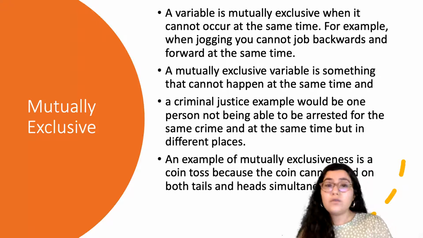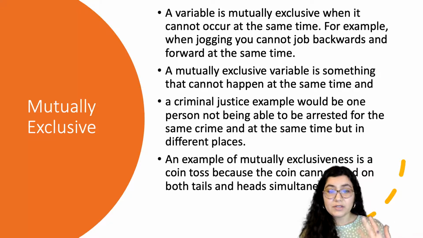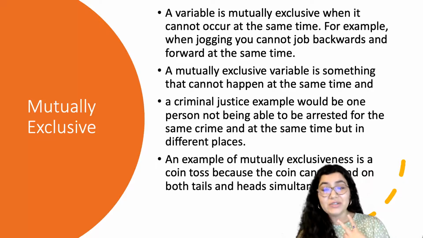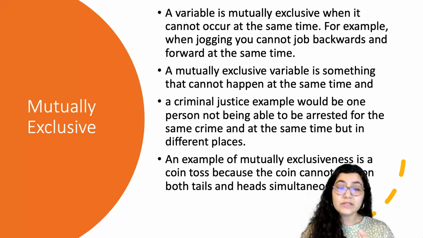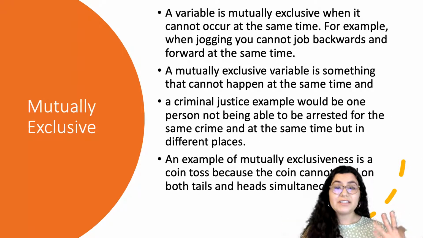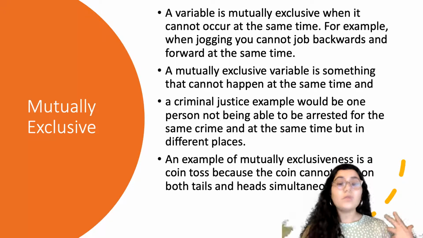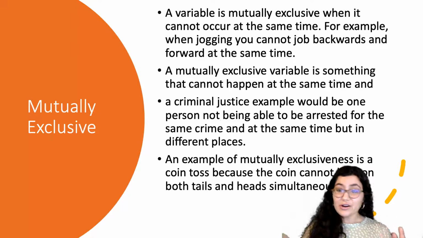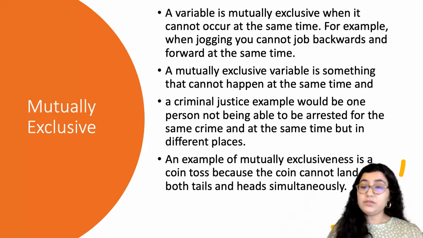Now, before I get into the visual, I just wanted to review the two aspects of variables that need to occur: mutually exclusive and exhaustive. And so last year I had students give me examples of what mutually exclusive meant to them. And so here are their examples, which might be helpful as you review.